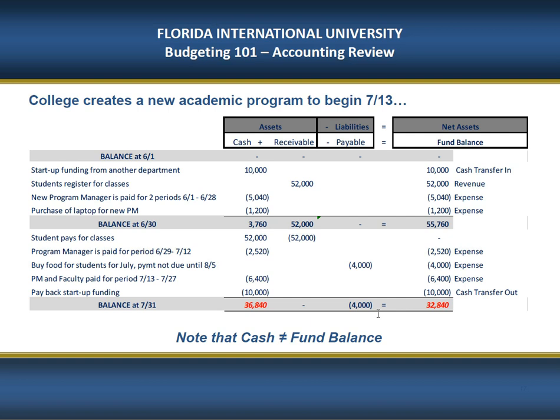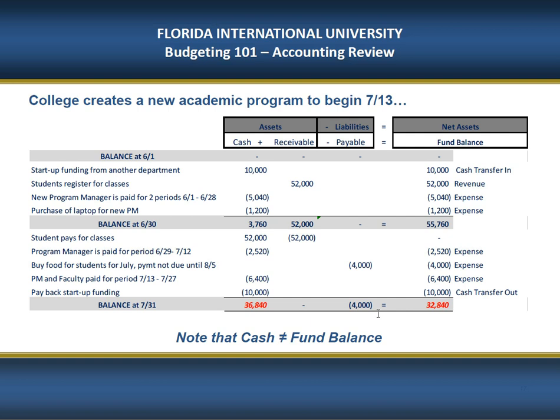We also had to purchase a laptop for this new program manager, $1,200. Cash goes down by $1,200. Again, an expense is incurred for $1,200. In that case, it would be an operating expense.